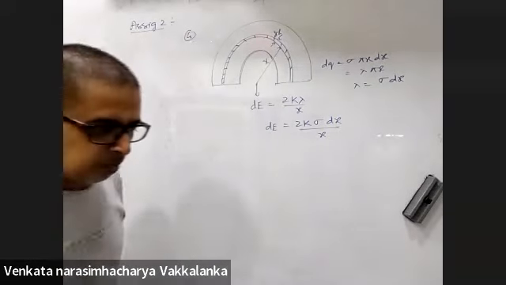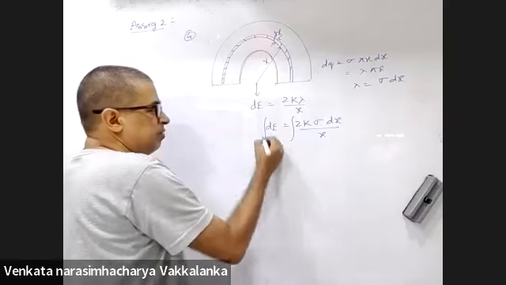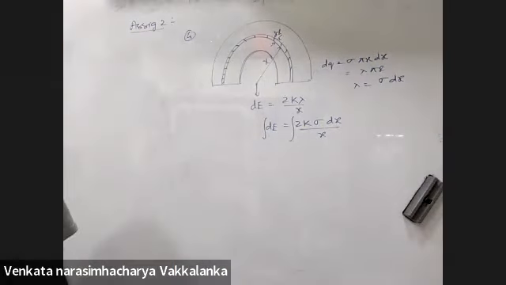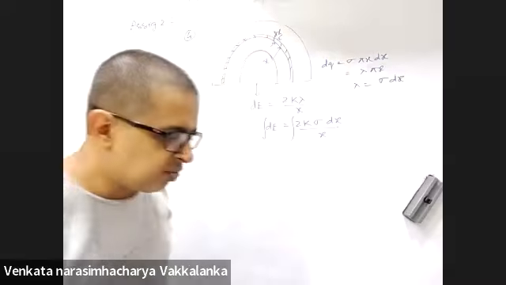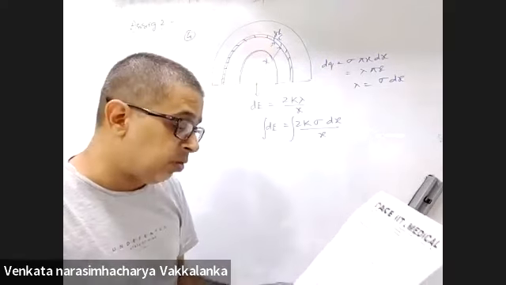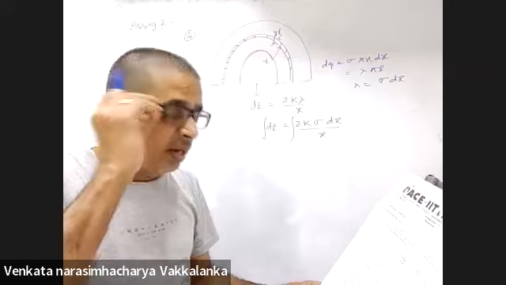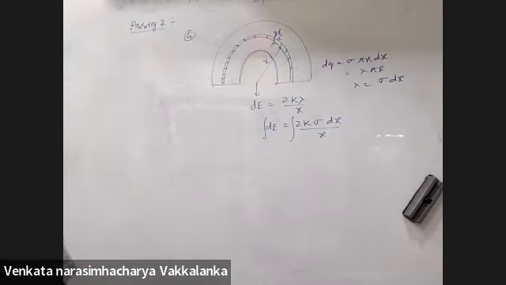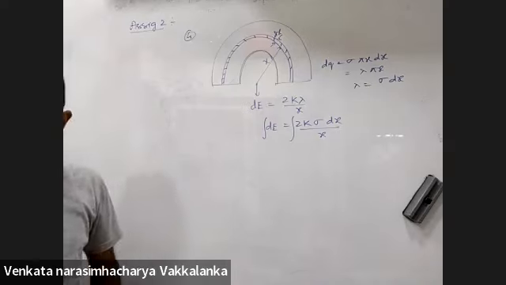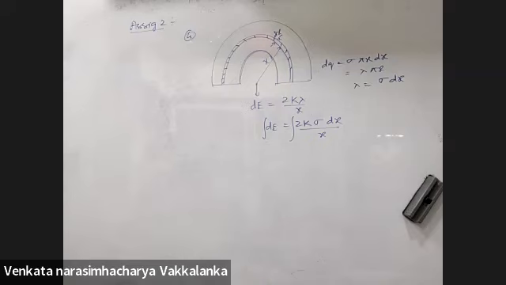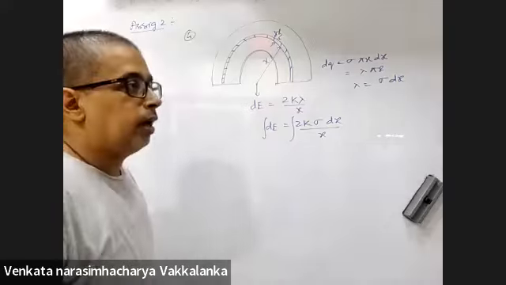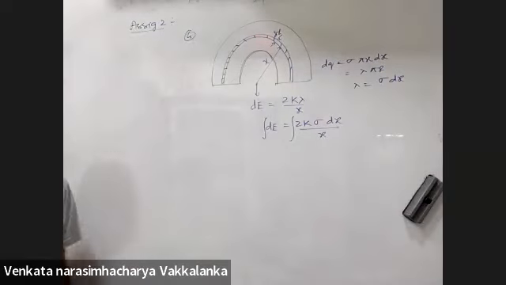Then you will get the answer. Integral of this is my answer. Least value is A, maximum value is B. What are the radii given? A and B. Tell me when I can rub the board. Sir, you can rub the board.